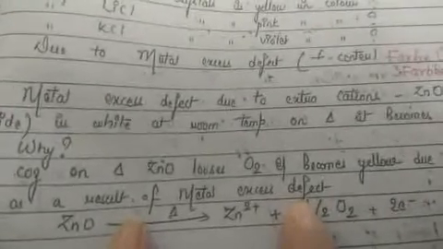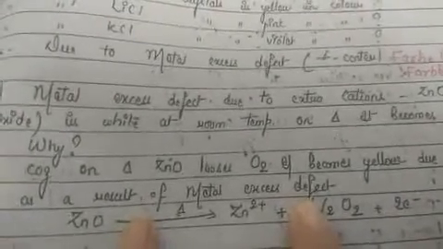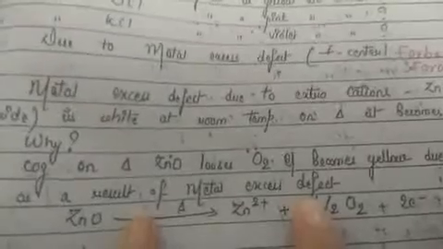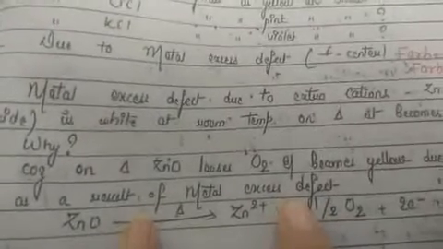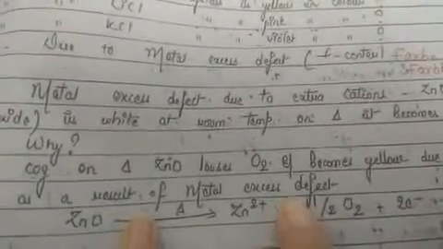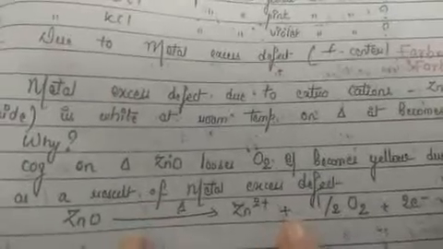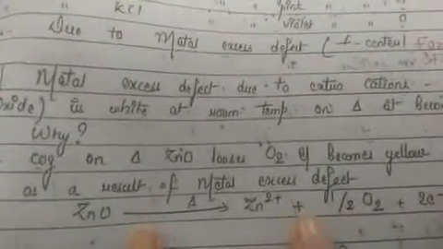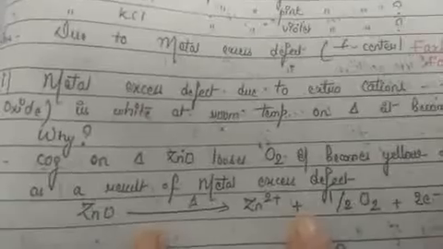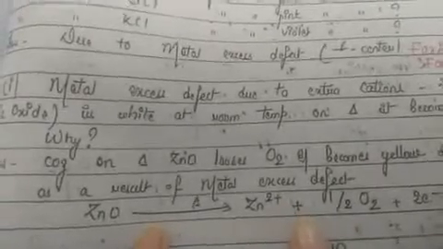If anybody asks why ZnO is white at room temperature and becomes yellow on heating, the answer is again metal excess defect, or basically you can say it's due to extra cation, metal excess defect due to extra cation.